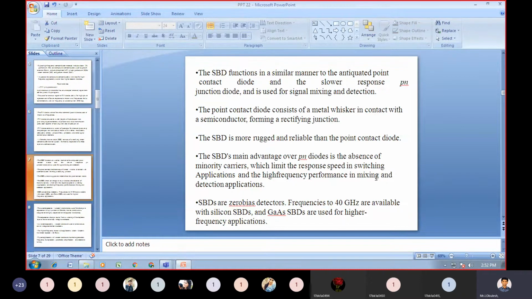And the SBD's main advantage over PN diodes is the absence of minority carriers, which limit the response speed in switching applications and the high frequency performance in mixing and detecting applications.